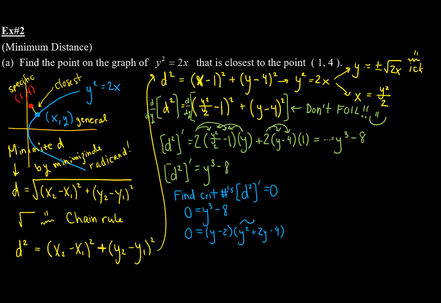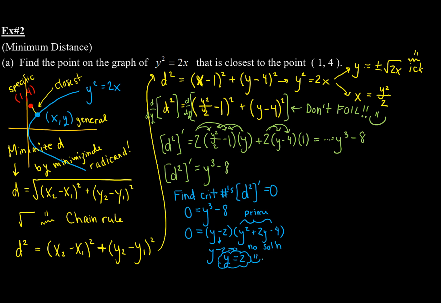And for a difference of cubes, this second trinomial is prime. So I can't solve it. This has no solution for being equal to 0. But this one here, y minus 2 equals 0, is solvable, and I end up with y equal to positive 2. So yay, I found a critical number.